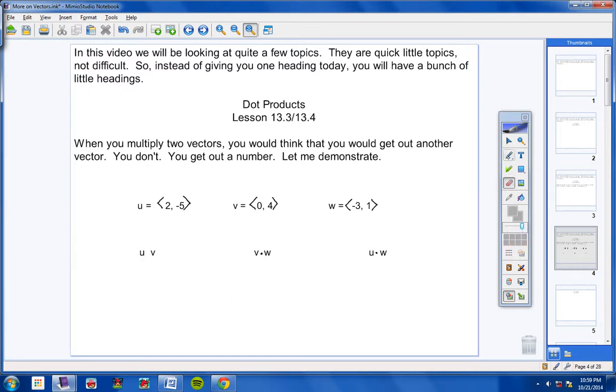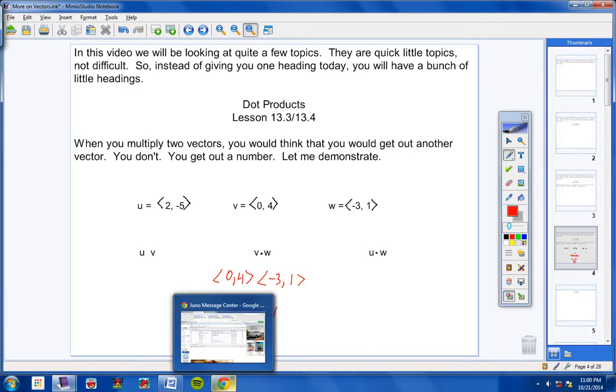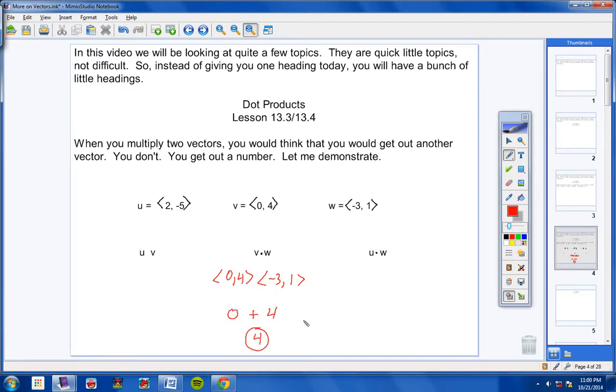All right, here we go. Vector v is 0, 4, and vector w is negative 3, 1. Let's multiply these together. 0 times negative 3 is 0. 4 times 1 is 4. We add those two together, so the dot product of v and w is simply 4. I hope I'm not going too fast. It's pretty simple, not too difficult.